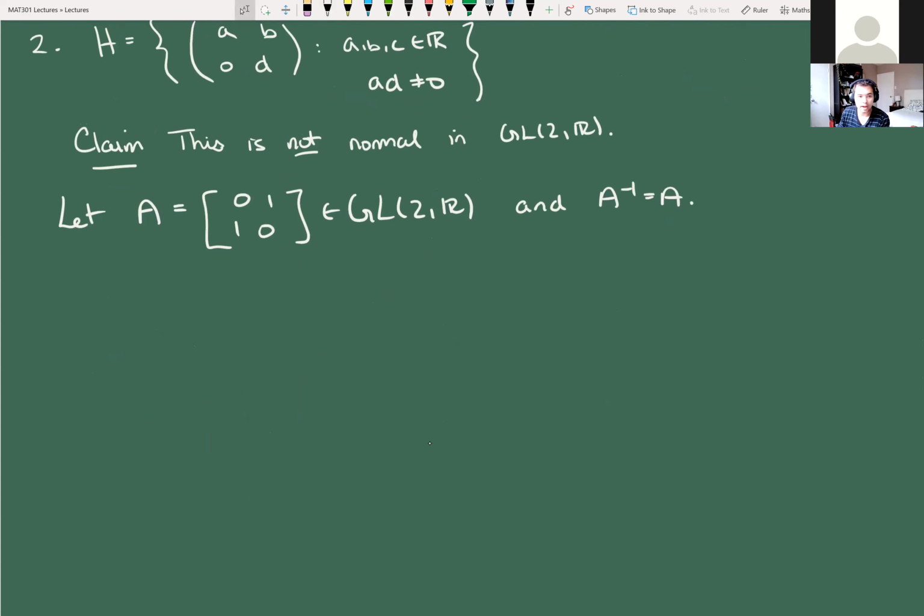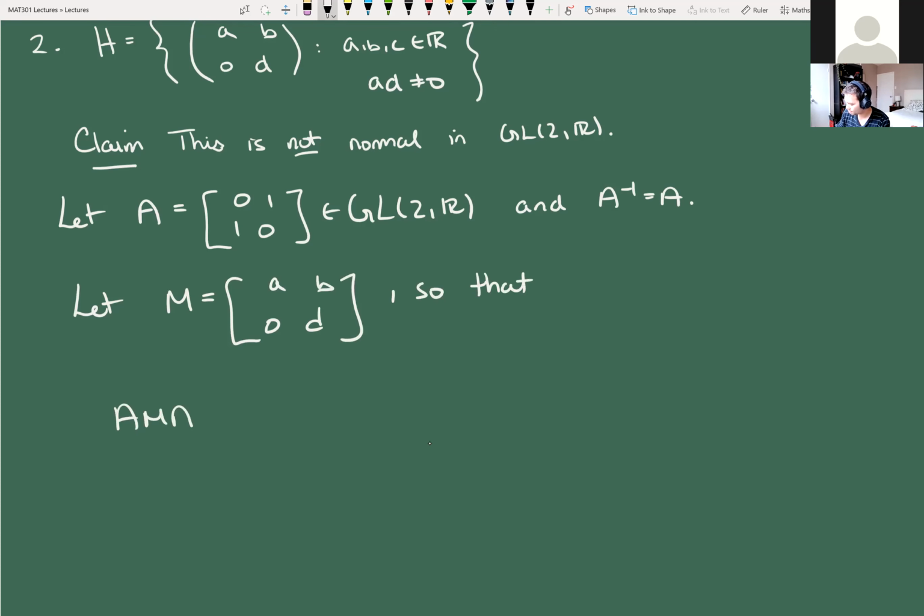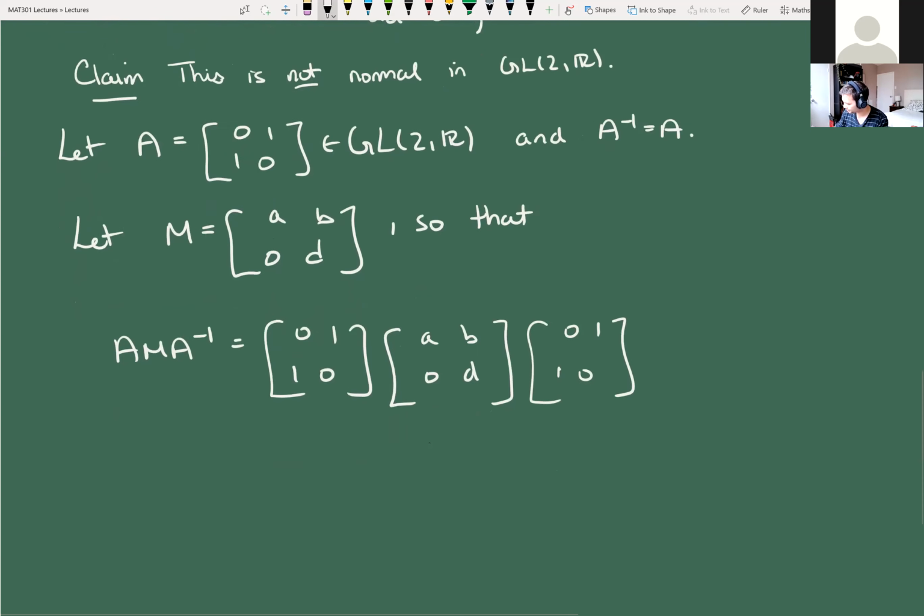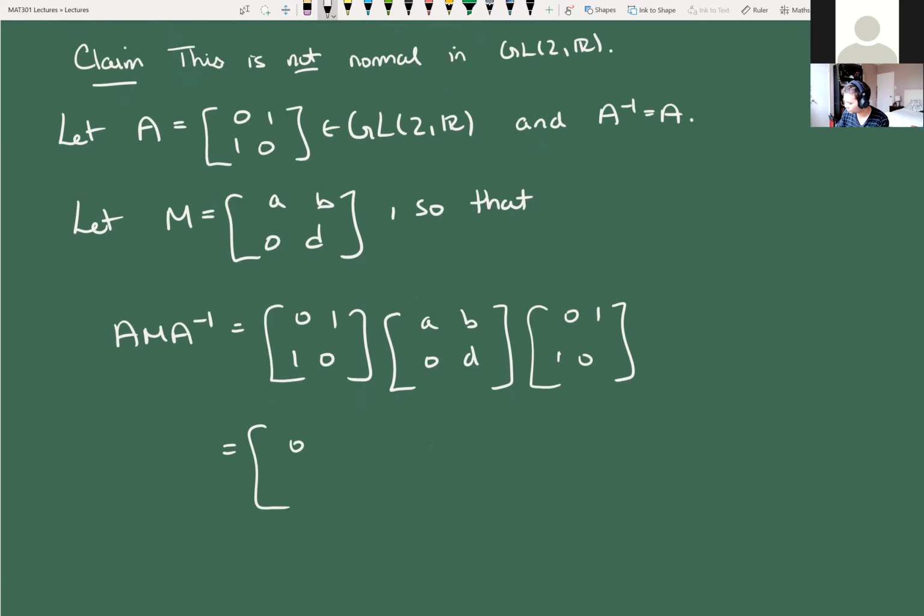And indeed, let's actually find out. Let's call it matrix M, with entries A, B, 0, D. Let's compute A, M, A inverse. Somebody double check me, because I am going to do this computation live, and if anyone has seen me compute anything, you'll know I am prone to stupid mistakes. So just double check me.